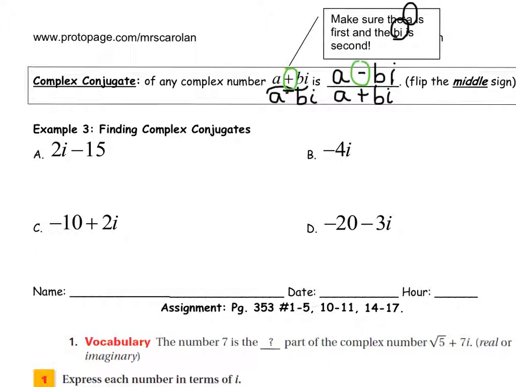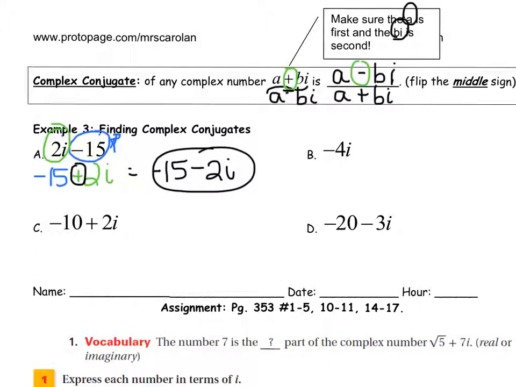When we look at example A, I noticed that the imaginary part is first and the real part second. So I'm going to take the real part, the negative 15, and write that first. Then I'll write the imaginary part, the positive 2i, after it. So now it's in the correct form, and now to find our answer, all we need to do is rewrite it with that sign flipped. So the answer for the complex conjugate is negative 15 minus 2i.